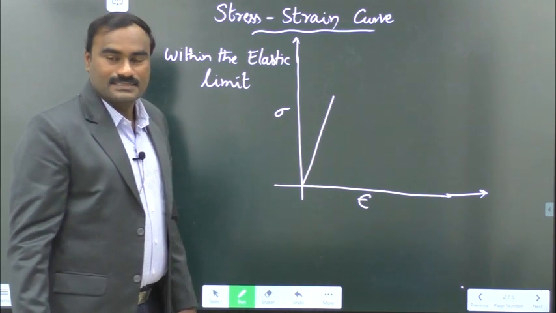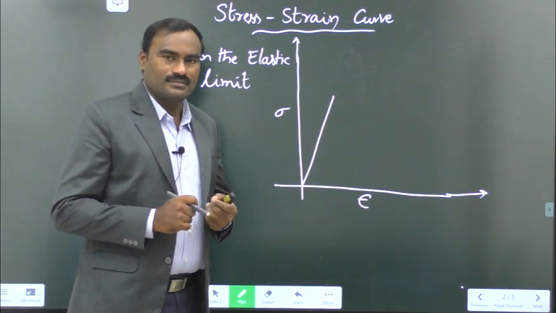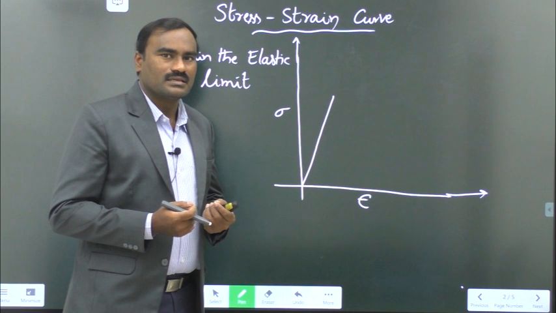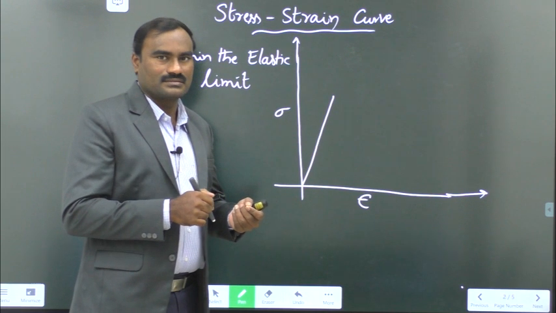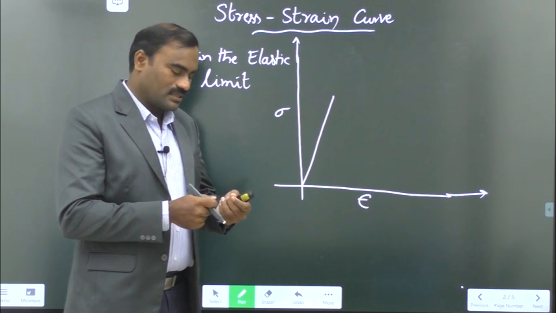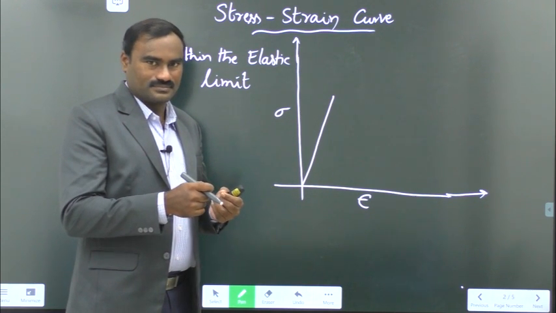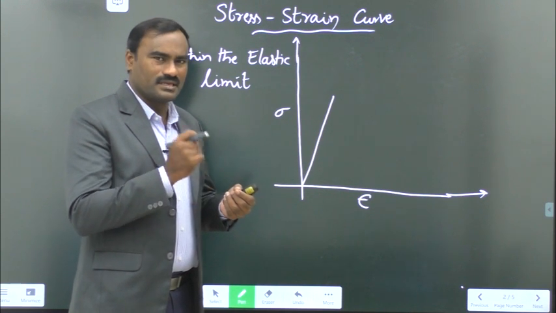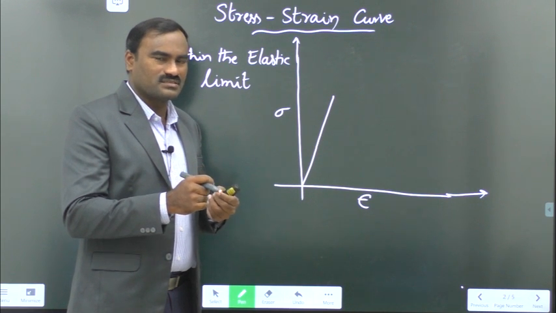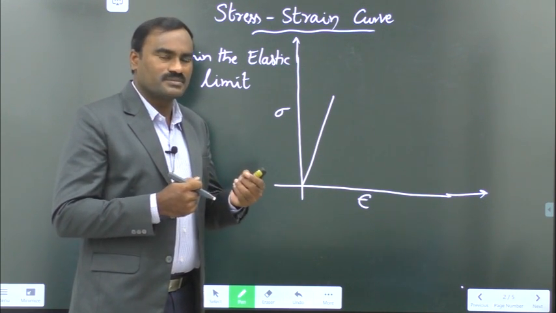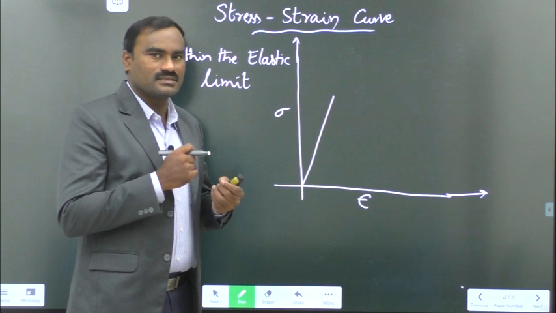Within the elastic limit. So now, if I take a metal, for example a copper wire, and if we hammer it, its dimensions will change. It becomes thinner, thinner, thinner. Suppose you apply very little force, then it experiences a deformation which we cannot see with our naked eye, but it regains its shape back.